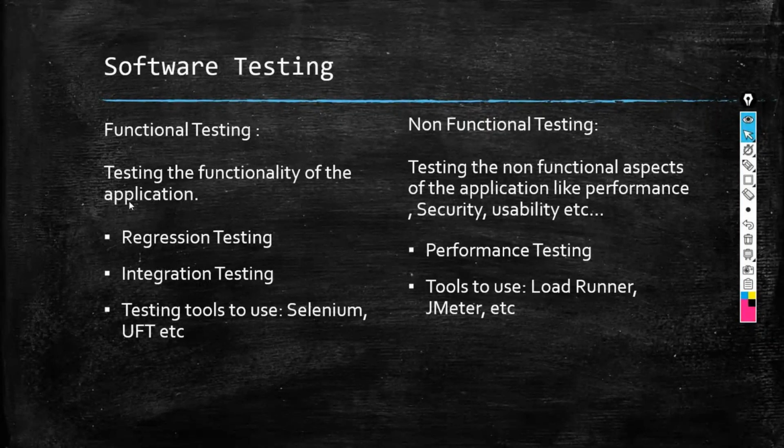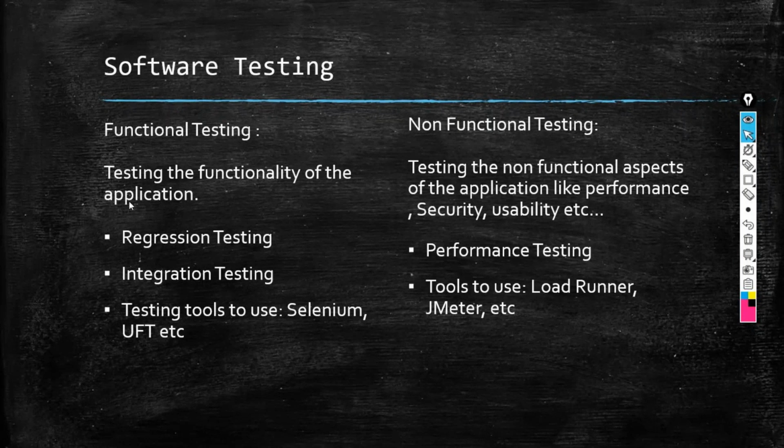Similarly, for that functionality testing, we do have some tools also, like Selenium and Micro Focus UFT, Unified Functional Testing. These tools are primarily used, or most widely used, for functional automation testing. Instead of doing manual testing, we can do some automation as well.